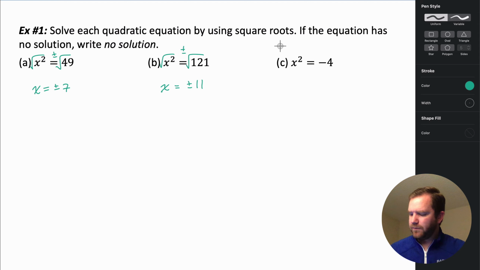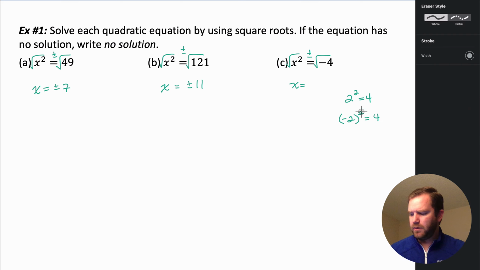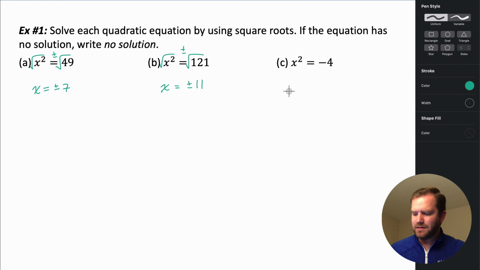Okay. So for this one, x squared equals negative 4. Again, we can do the same thing. Take the positive and negative square root. So we get that x equals, and what number when multiplied by itself is negative 4? Well, it's not 2, right? Because 2 times 2 is positive 4. 2 squared is 4. It's not negative 2. Negative 2 squared is 4, right? Negative 2 times negative 2 is 4. So what number would this be? Well, in this course, in Algebra 1, this has no solution.